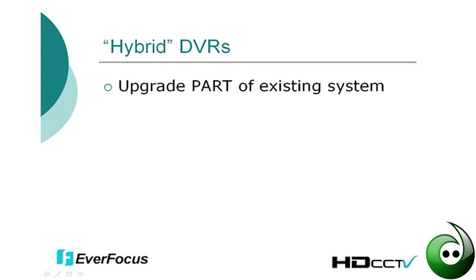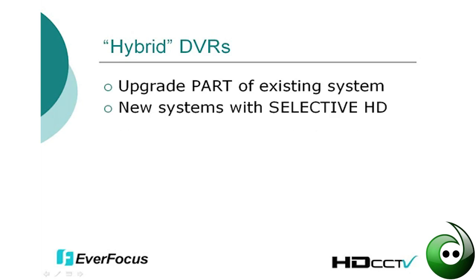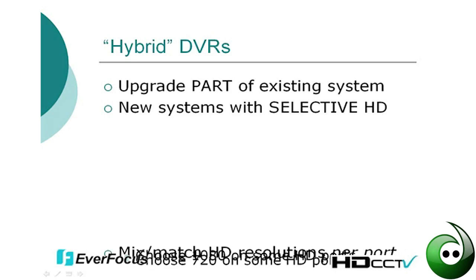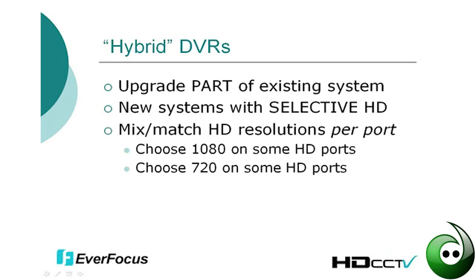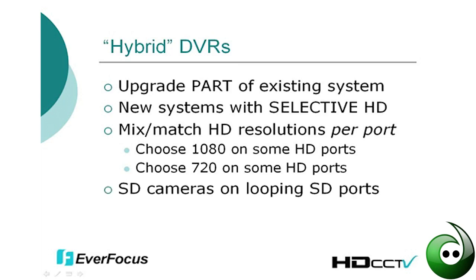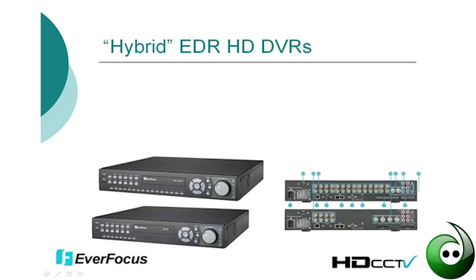So with hybrid DVRs, you can upgrade just part of an existing system, or you can install new systems with selective HD. You can mix and match HD resolutions on a per port basis. That is, you can have 1080 cameras on some of the HD ports and 720 cameras on other HD ports, so you can have 3 different resolutions on the same hybrid DVR. The SD cameras have looping ports, as you would expect from a typical high-end DVR.